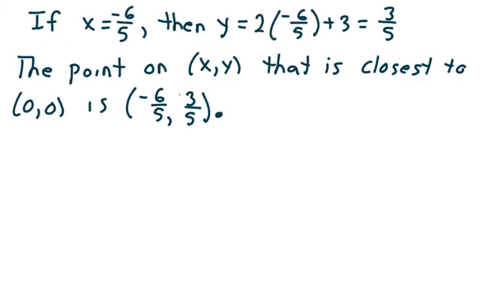And so if x equals negative 6/5, then y is equal to 2 times negative 6/5 plus 3. And I got 3/5 when I added that up. So let me write it this way. The point on the graph of y equals 2x plus 3 that is closest to 0, 0 is negative 6/5, 3/5. And that's how you do example 2.